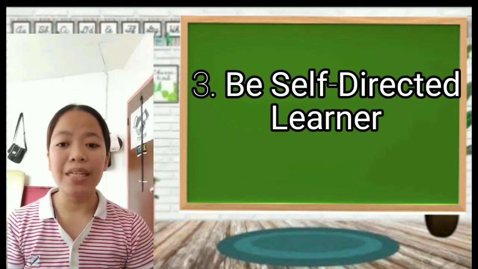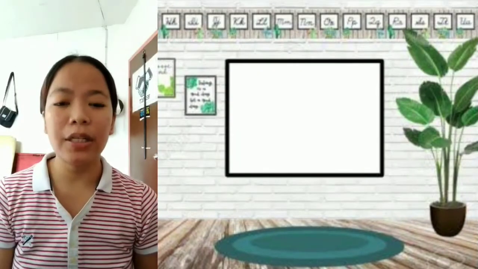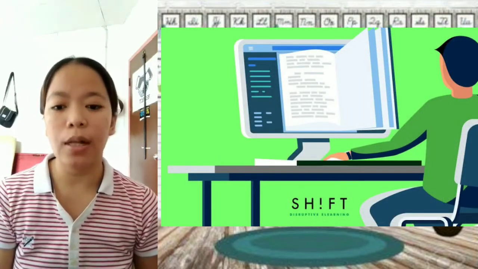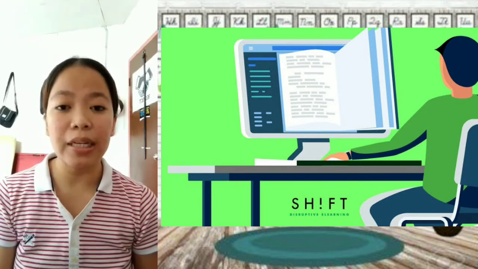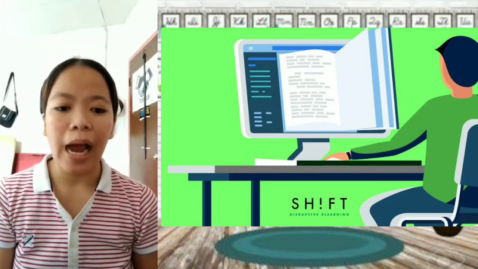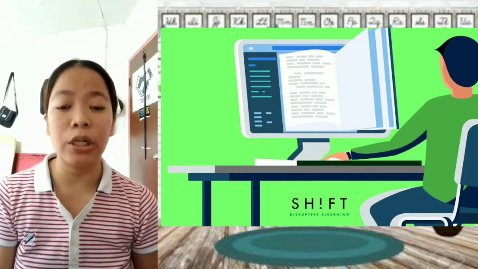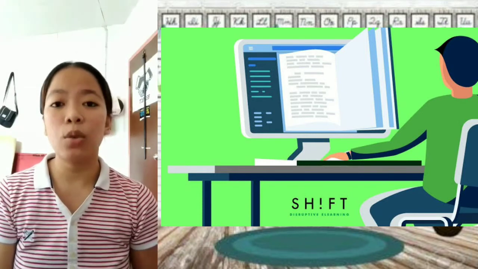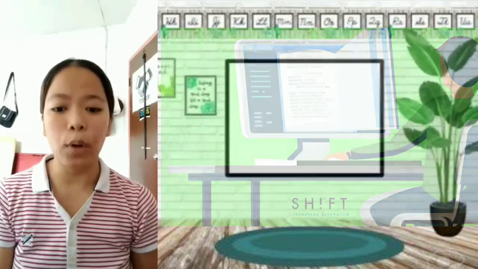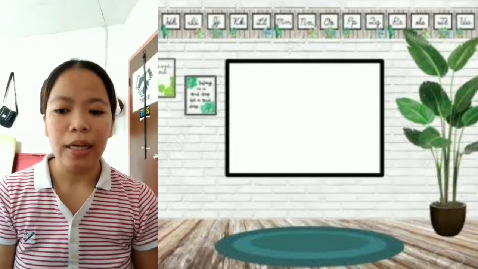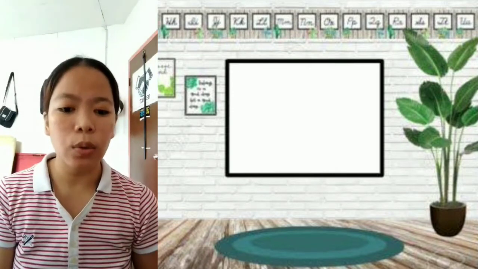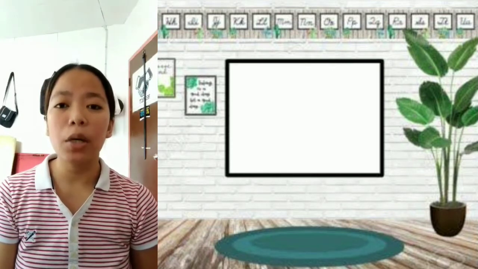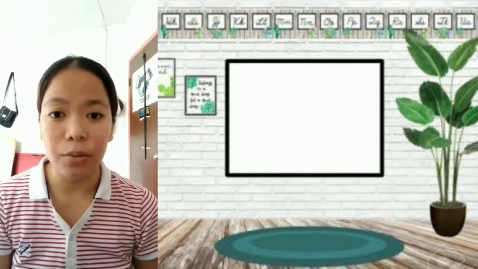The third one, be a self-directed learner. Self-directed learning is a process in which individuals take the initiative, with or without the help of others, in diagnosing their learning needs, formulating learning goals, identifying human and material resources for learning, choosing and implementing appropriate learning strategies, and evaluating learning outcomes. For example, let's take self-directed learning in an informal setting. Who wants to learn how to play guitar? Perhaps she was originally inspired by observation of her favorite guitarist.